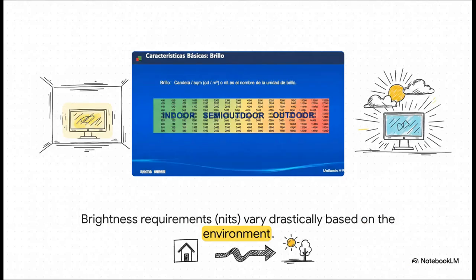And this chart right here really drives that point home. An indoor screen looks amazing at maybe 500 nits, but you take that same screen outside into the sun, and it's going to look completely washed out and useless. You need to be up around 6,500 nits, maybe even more, just to compete with the sun. The environment you're in dictates everything.